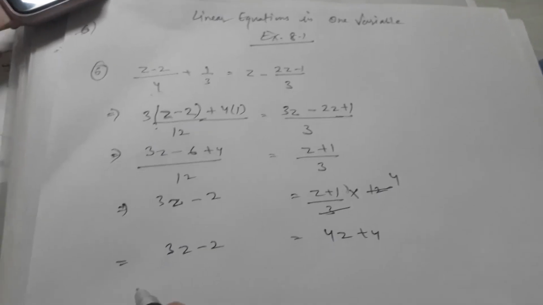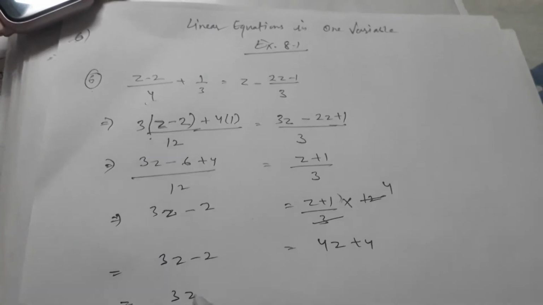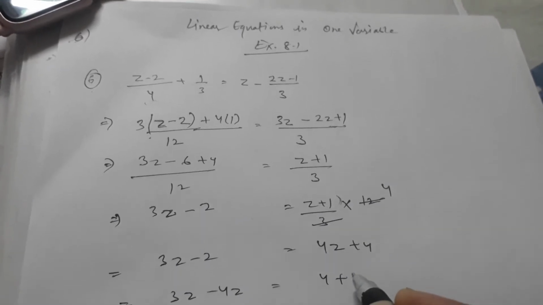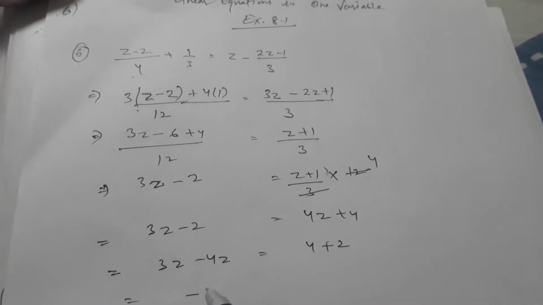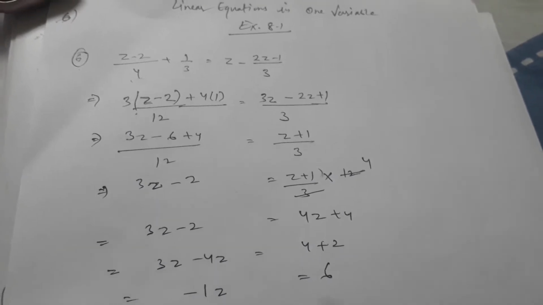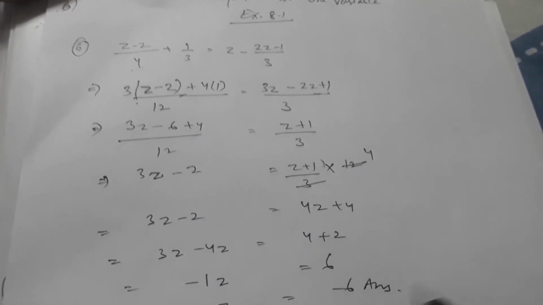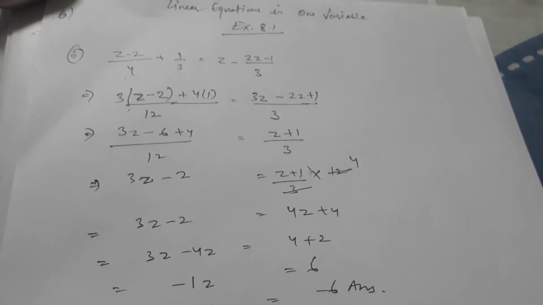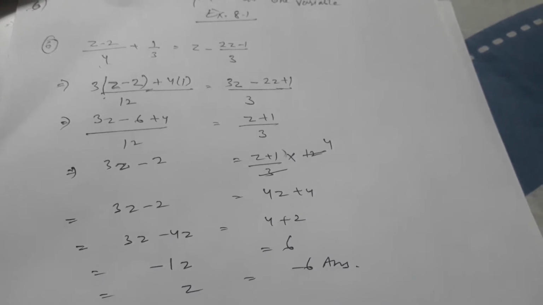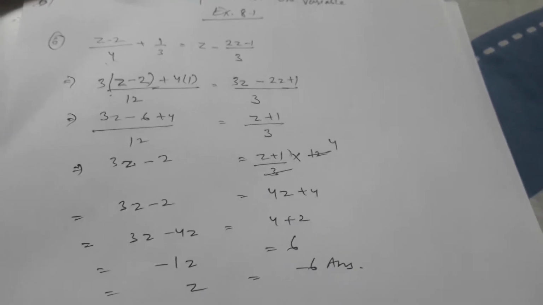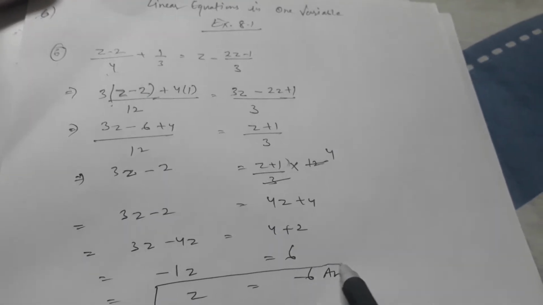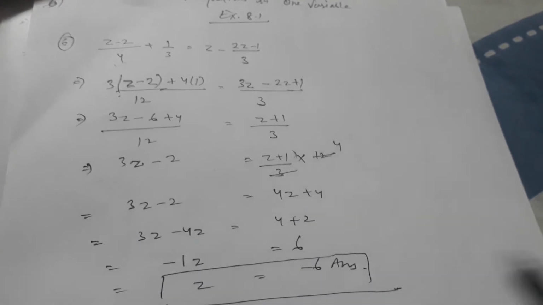Now transpose: 3z minus 4z equal to 4 plus 2. 3z minus 4z, of course, is minus 1z. 4 plus 2 equal to 6. So z will be equal to minus 6. This is our answer. Hope the question is clear. If still any type of doubt is there, you can ask me by commenting in the comment box. So the answer of question number 6 of exercise 8.1 is z equal to minus 6.